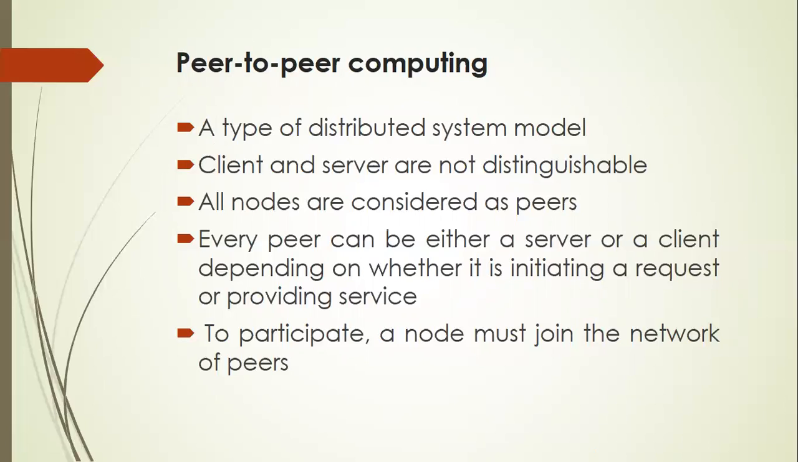So any peer can either send a request or process a request. If it is sending the request, that peer is treated as a client. If it is processing the request, that peer is treated as a server. So the same computer or node can work as a client in some situations and as a server in others. If any node wants to participate in peer-to-peer computing, first it must join through some type of network. So all the peers are connected to the network. If one more node has to be made a peer, it must first be connected to the network.